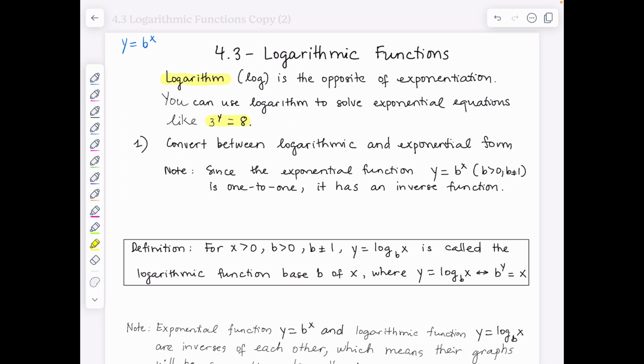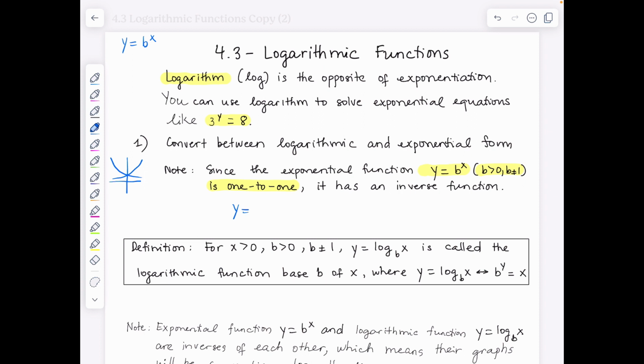First, let's try to understand the relationship between logarithmic and exponential forms. A little note here: the exponential function y equals b to the x, with the condition that b has to be positive and b cannot be 1, is 1 to 1. Why is it 1 to 1? Because if you look at the graph of an exponential function, it either goes this way or this way. Either way, it will pass the horizontal line test each time. Therefore, it is 1 to 1.